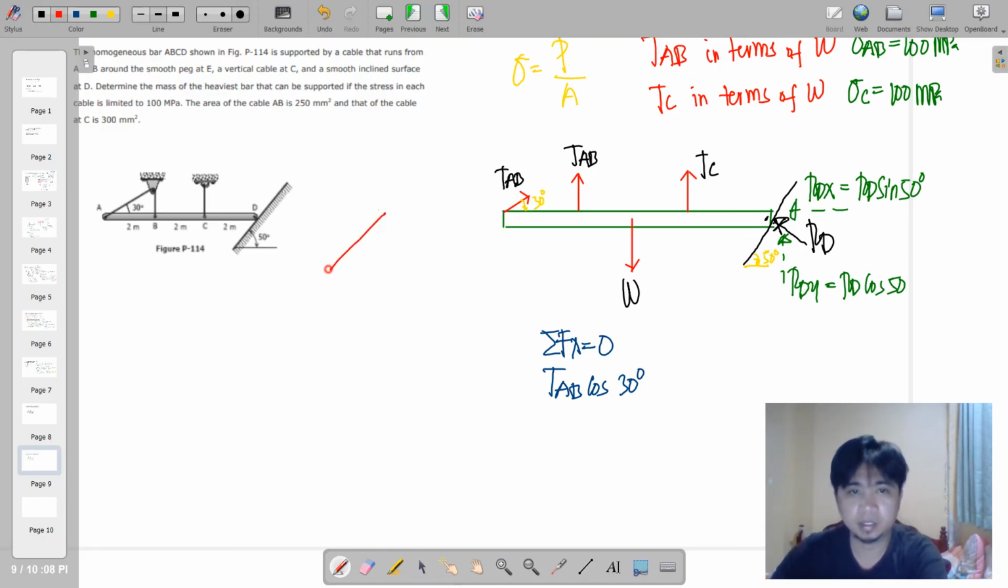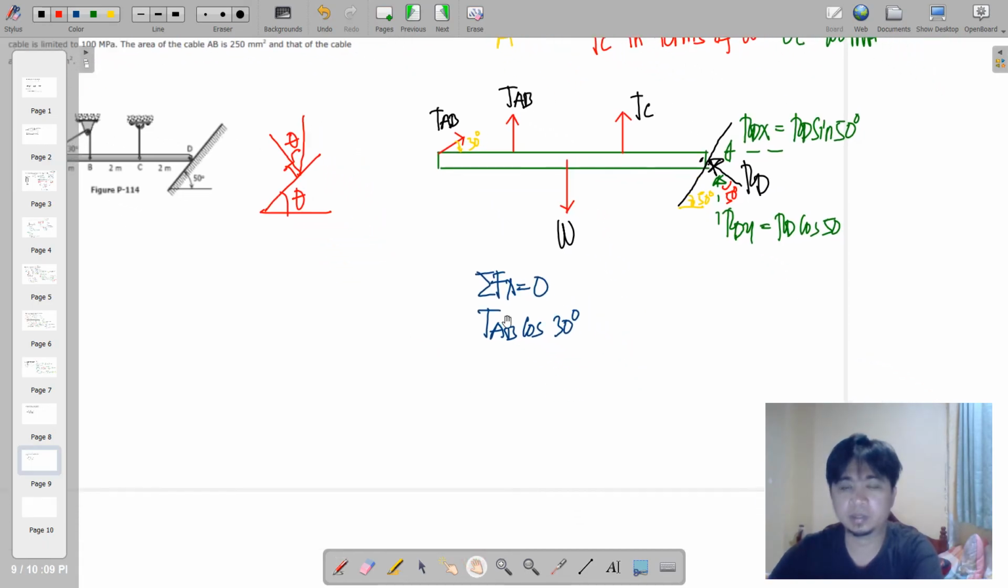Say if this is the angle, perpendicular and vertical, this is also the angle. So in this case, this is the horizontal line. If this is 50 degrees, this is perpendicular and that is vertical. This is also your 50 degrees. Notice that 50 degrees is adjacent to the y component of RD. So therefore, this is RD cosine 50 and the other one is RD sine of 50 degrees.